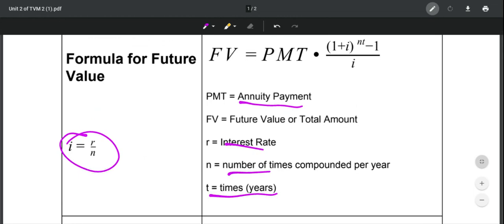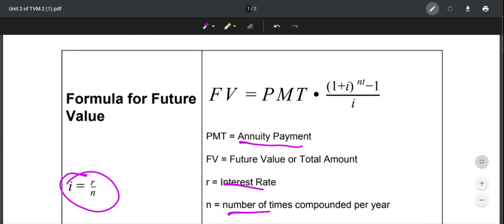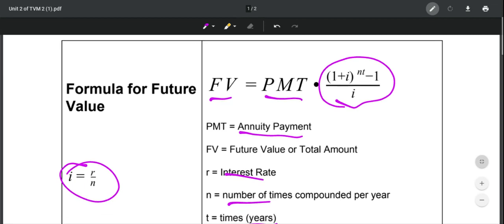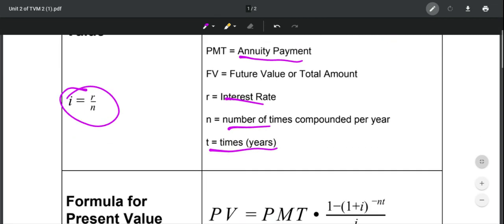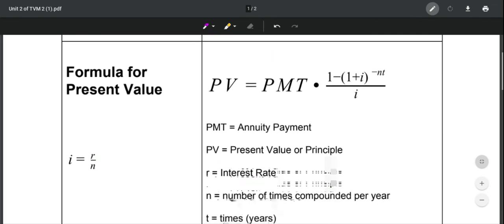T is still going to be time in years. The only thing that really changes is this and this, and obviously this part is a little bit different. But that's the formula for that. I'm going to send you this as well so you'll be able to look at it. I'm also going to give it to you on a test or something, that way you can look at it.